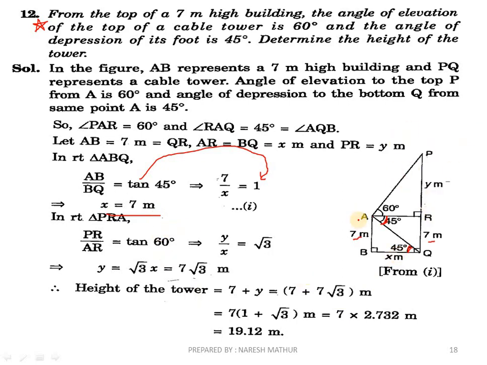Now in triangle PRA, again we can take tan 60 equals to perpendicular upon base, y upon AR. AR is 7 meter now, so y by 7 equals to root 3. Okay, so x equals to 7, so the value of y would be 7 root 3 meter. Now we need to find the total height of the tower, so we can add 7 plus y. The value of y is 7 root 3, so we can take 7 as common, so our answer would be 7 times root 3 plus 1 meter. Now if you want to change it to a decimal, you can do it, and then the answer would be 19.12 meter.